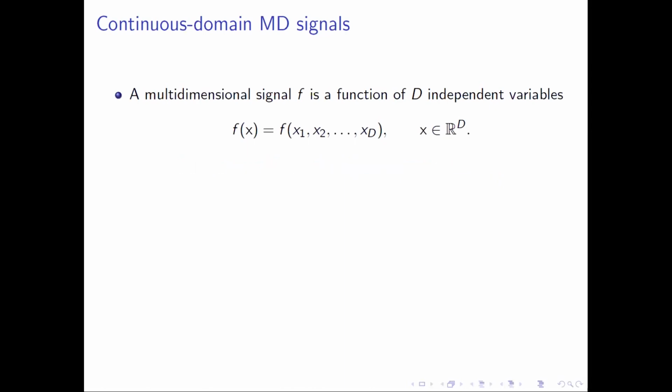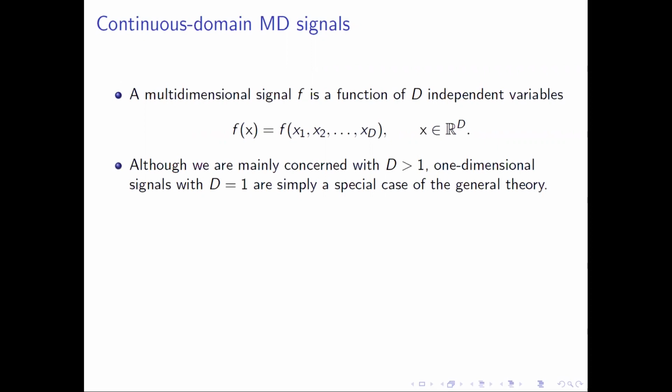A multidimensional signal F is a function of D independent variables. So D is the dimensionality of the signals. The domain is R^D, the space of real D-tuples. We're generally concerned here with D being 2 or greater, but one-dimensional signals are also a special case of this theory, corresponding to D equals 1.